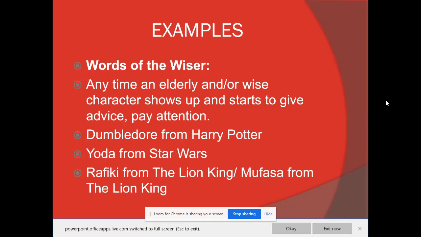And here are some examples. Yoda from Star Wars. He's an older character who gives guidance to Luke. Dumbledore from Harry Potter. He is a grandfatherly character who guides Harry, and Harry really trusts him. And then you even have Rafiki and Mufasa from The Lion King. Both of these characters are older, and they bring Simba back into the Pride Lands and show him who he was meant to be.